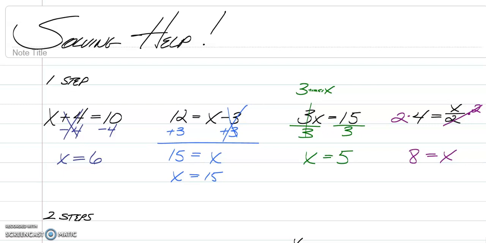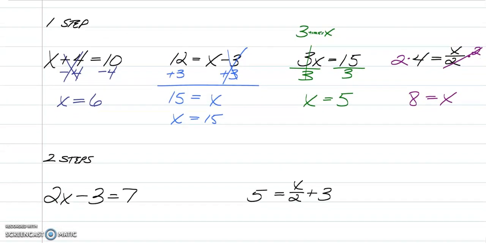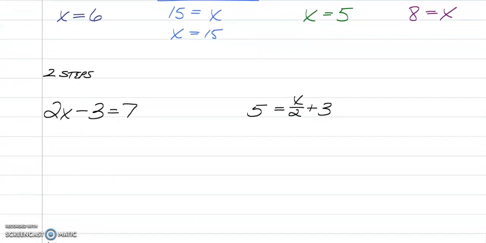Okay? So, that was one step. Now, I'm going to do 2 examples of a 2-step problem. Meaning, I'm only keeping x on one side still, but you're going to have 2 steps to do.